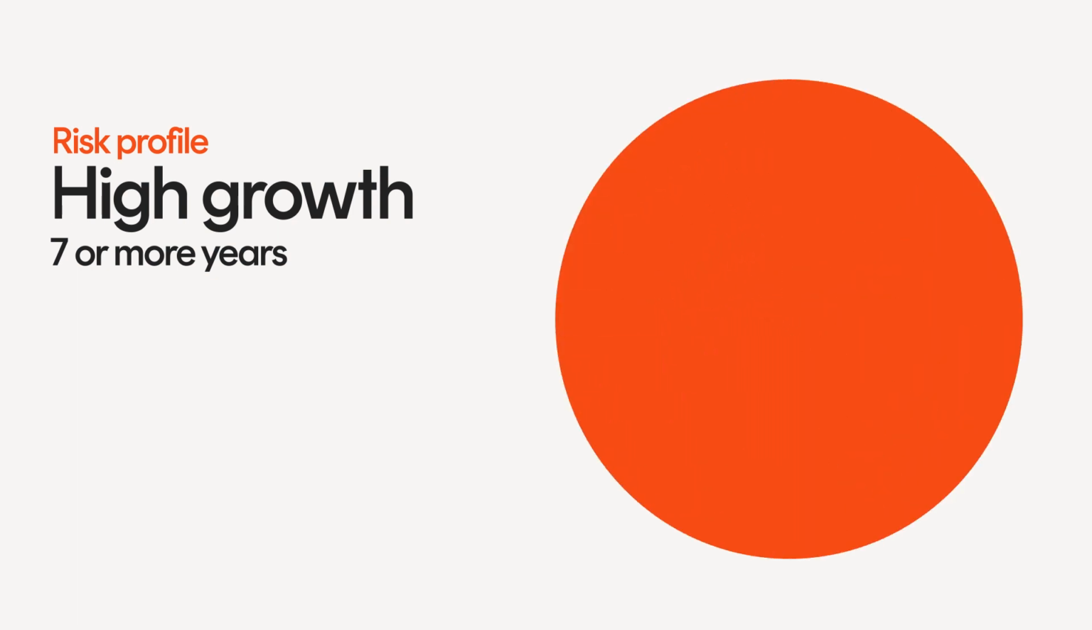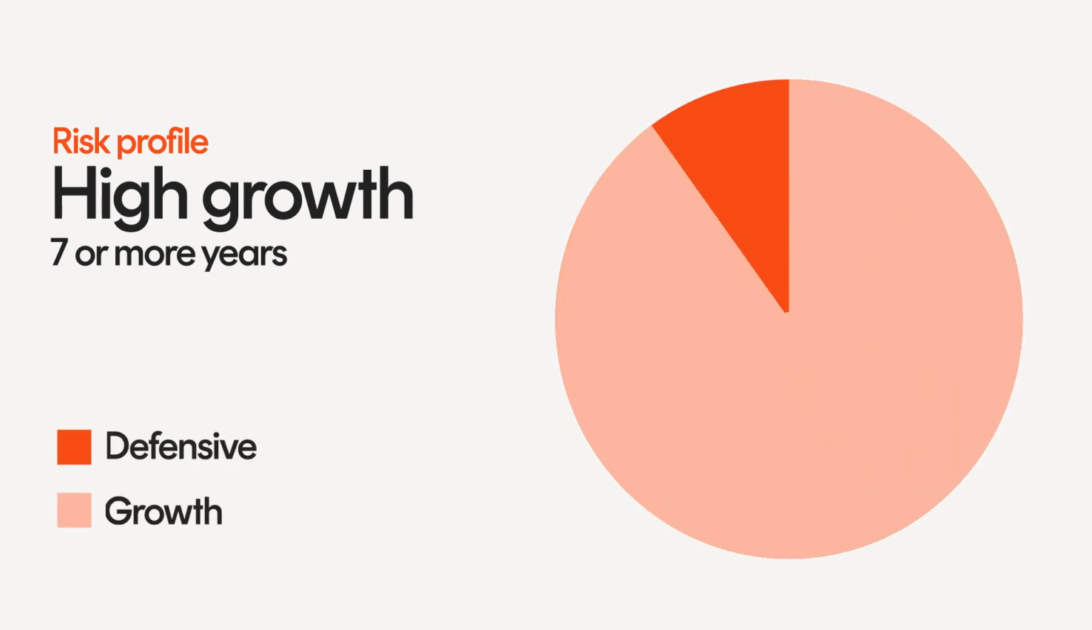A high growth investment portfolio is typically made up of 90 to 100% growth assets, with an investment time frame of around 7 years or more. If you're an investor seeking growth, you are willing to accept a high level of variability in investment returns. Higher risk is associated with investments that potentially can produce higher returns.